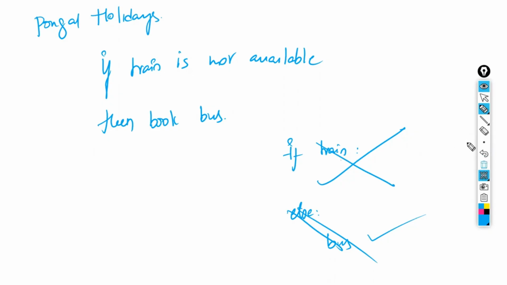Assume you are having only 2 options. Don't say, sir, I will book flight ticket. That will be the next example. As of now, I'm having only two: plan A and plan B. One is train and one is bus. Only 2 options I'm having. Assume this is the condition. For the first one, you have to take if, and for the second one, you have to take else.